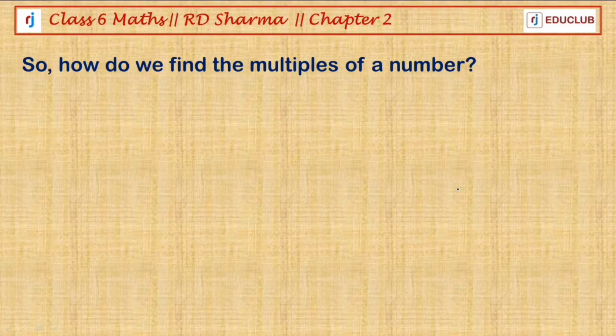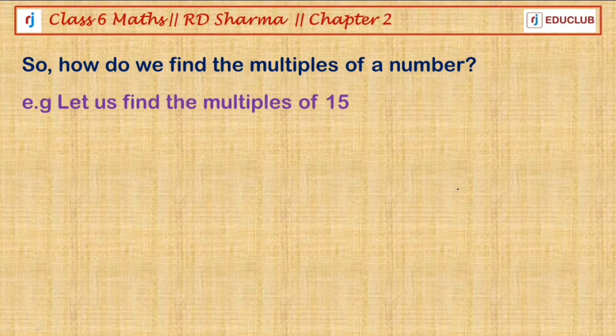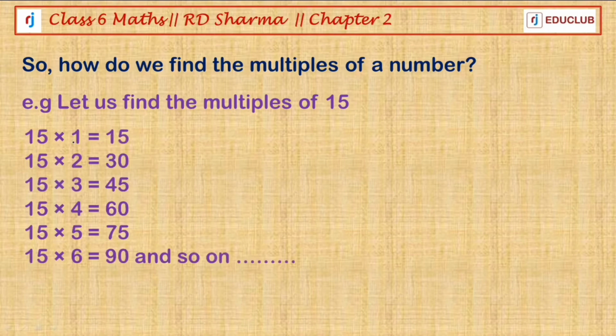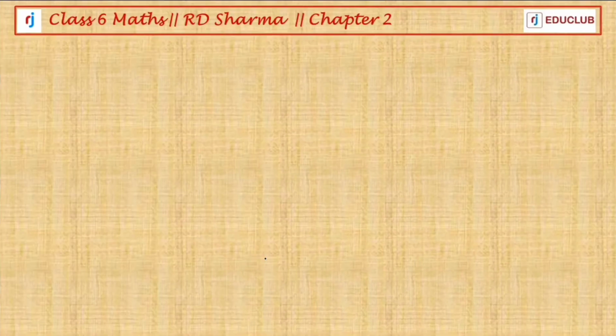So how do we find the multiples of a number? Let us find the multiples of 15. 15 multiplied by 1, we get 15. By 2, we get 30. By 3, and so on; you can multiply by any number. Serially we have taken, but you can multiply by any number: by 5, by 6, by 7, 8, and so on. So these are the multiples.